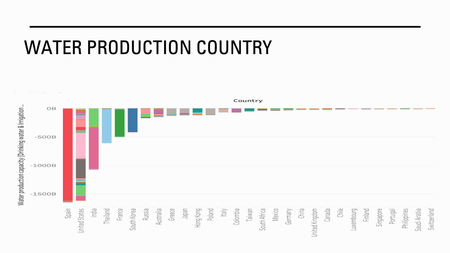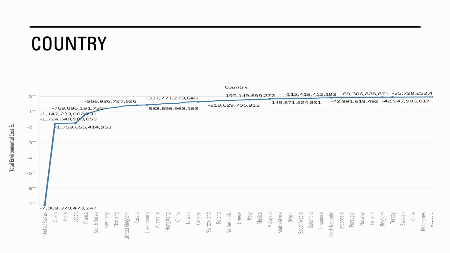Climate change is also represented in this for each country. Spain is the highest, United States is the second highest, and India is the third highest. The total environmental cost of each country is represented in this data set, with the United States being the highest.